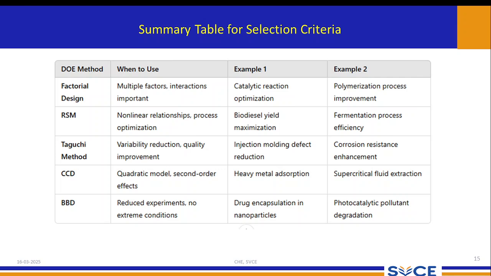I just gave an example, but when you need to choose, see what your objective is, and check the second column for when to use this particular design of experiments. Hope you get an idea about design of experiments with suitable examples.